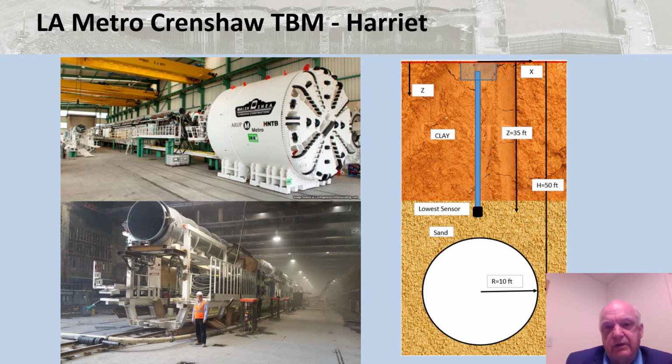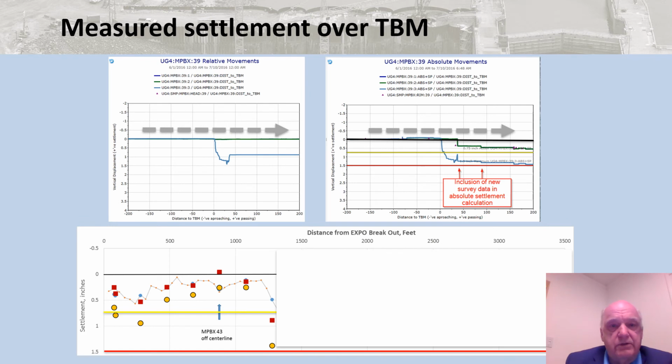And then it has a connection back up to the street so that we can measure relative movement of the sensor relative to the street, and then with a total station at street level, we can pick up what the settlement there is. So we know the absolute movement at that point as the TBM approaches that point and then moves on past it. So this is an example of how we keep track of data.